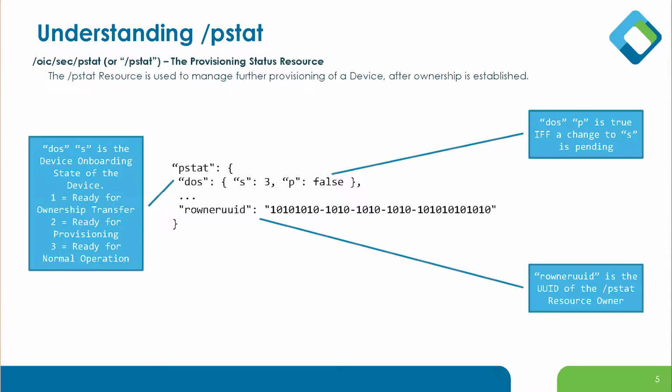There is ready for owner transfer, which is sort of out of box, and then you move it to ready for provisioning when you've taken ownership of it and are ready to provision the access control and credential resources. And then there's ready for normal operation, which tells you the device is ready to start servicing requests for the application resources. And again, ROUUID.